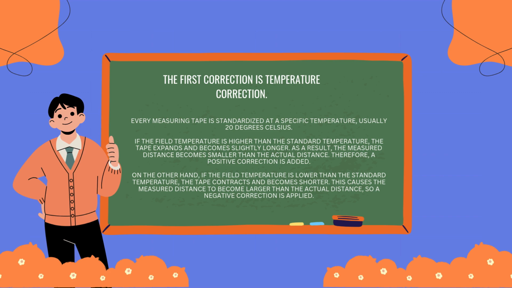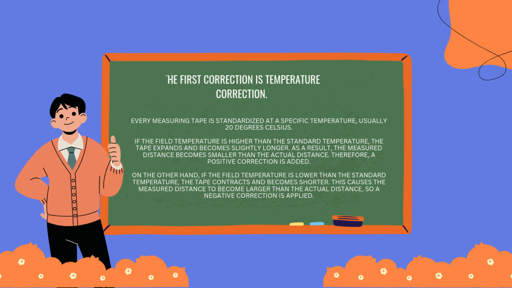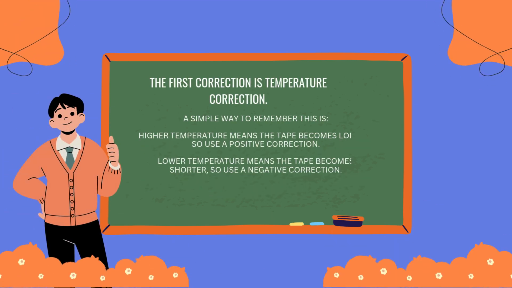On the other hand, if the field temperature is lower than the standard temperature, the tape contracts and becomes shorter. This causes the measured distance to become larger than the actual distance, so a negative correction is applied. A simple way to remember this is, higher temperature means the tape becomes longer, so use a positive correction. Lower temperature means the tape becomes shorter, so use a negative correction.